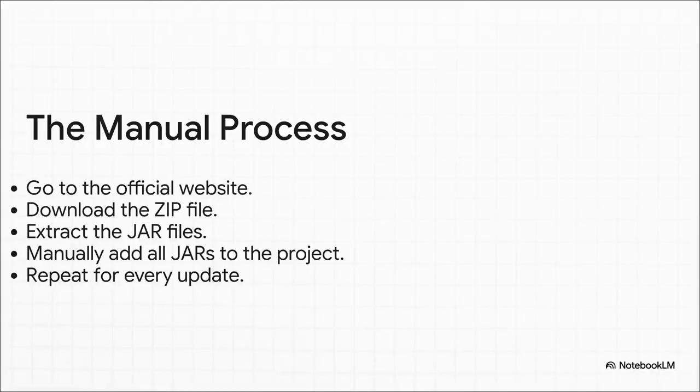I mean, just look at this list. This is the manual way. You have to go find the Selenium website, hunt for the right version, download a big zip file, extract all these little jar files, and then one by one manually add them to your project settings. And the kicker? You have to do it all over again every time there's an update. It's a recipe for disaster.